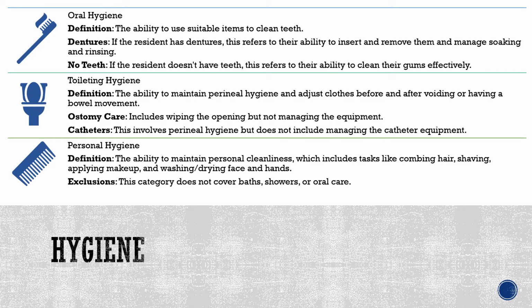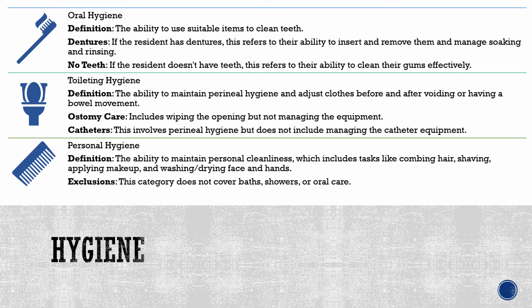Now let's take a look at the hygiene items that we will be coding. These items include oral hygiene, toileting hygiene, and personal hygiene. Oral hygiene is the ability to use suitable items to clean teeth. If a resident has dentures, this refers to their ability to insert and remove their dentures and manage soaking and rinsing them. If a resident doesn't have teeth, this refers to their ability to clean their gums effectively.